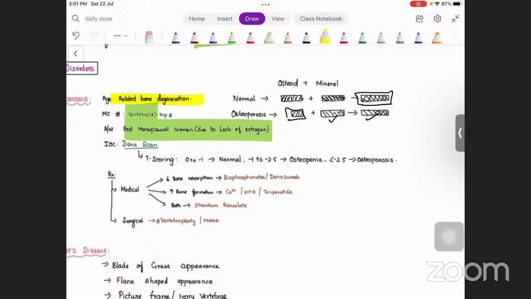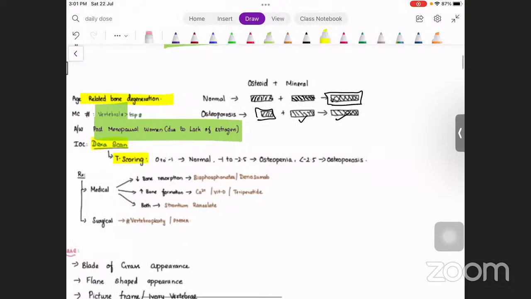The investigation of choice is the DEXA scan. For postmenopausal women, if a patient of 45 to 46 years is postmenopausal, then we immediately give a DEXA scan as a screening test. We use the T-score for the DEXA scan. 0 to minus 1 is normal. Minus 1 to minus 2.5 is osteopenia. And anything less than minus 2.5 is osteoporosis.